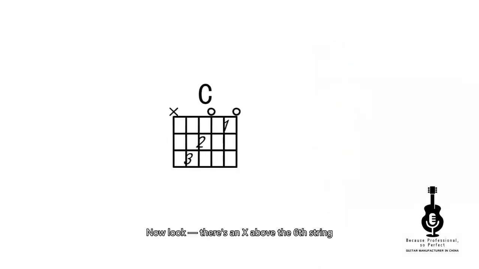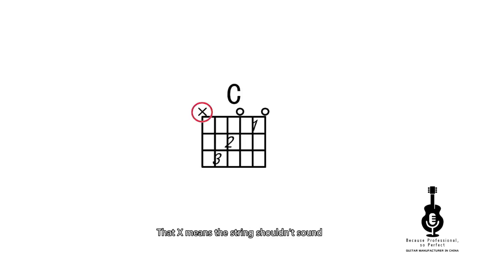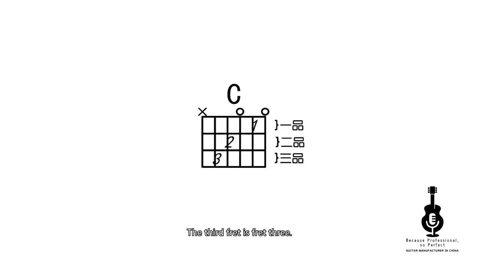Now look, here is an X above the 6th string. That X means the string shouldn't sound. In other words, don't play that string. The 6 vertical lines stand for the 6 guitar strings. If we turn the horizontal lines vertical, there are actually 3 frets. We saw this earlier from the comparison pictures of the guitar. This represents the first 3 frets on the guitar. So the first fret is fret 1, the second fret is fret 2, the third fret is fret 3.